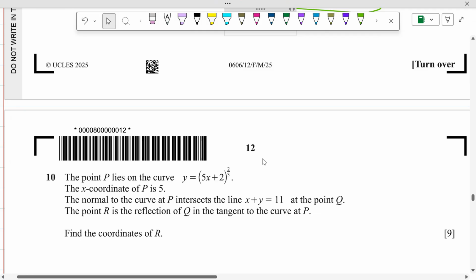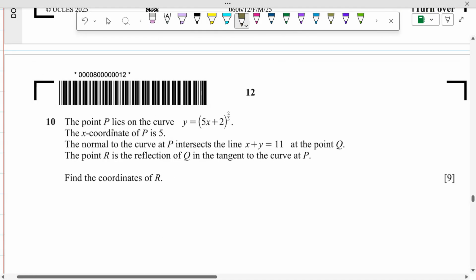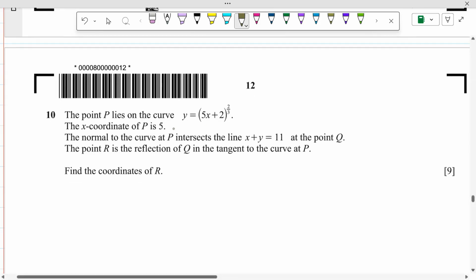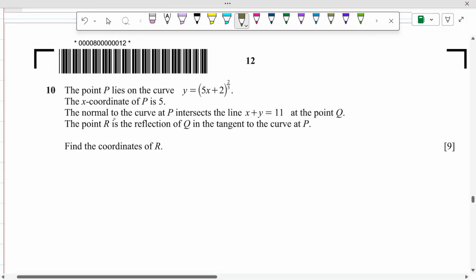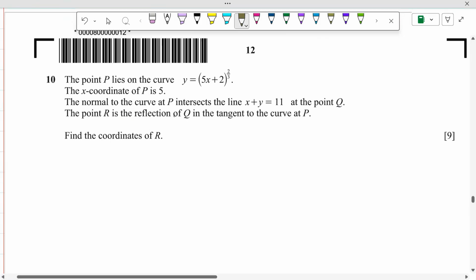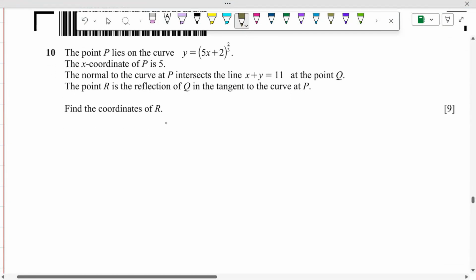Okay, we are going to start question number 10. The point P lies on the curve whose equation is given. The x coordinate of P is 5. The normal to the curve at P intersects the line x plus y is equal to 11 at the point Q. The point R is the reflection of Q in the tangent to the curve at P. Find the coordinates of R.